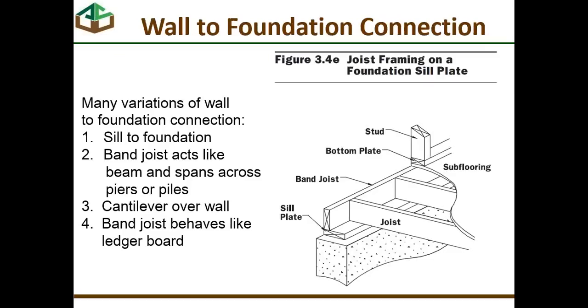There is a graphic in the manual you see illustrated here, but there are a lot of variations on wall to foundation connections. You could have a sill attached to the foundation. You could have a band joist that acts as a beam and spans across piers or piles. You could cantilever over the wall. You could have a band joist that behaves like a ledger board. There's lots of ways to handle the floor framing to the foundation connection, and each one of them requires a fair amount of thought: how are these loads carried to the foundation, and what loads am I looking at in the manual that will equal the condition that I have?